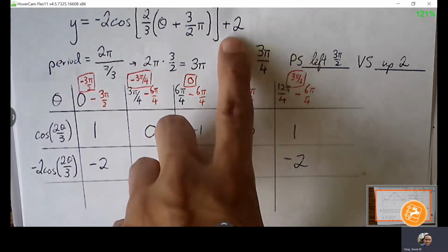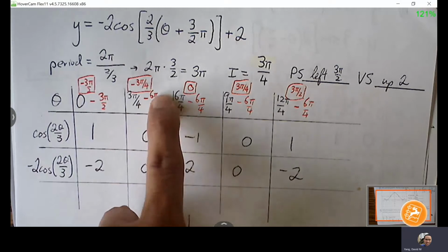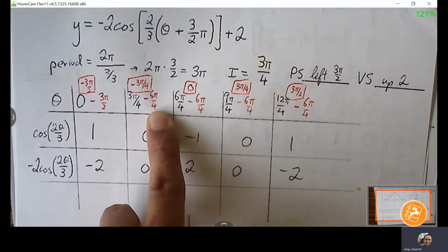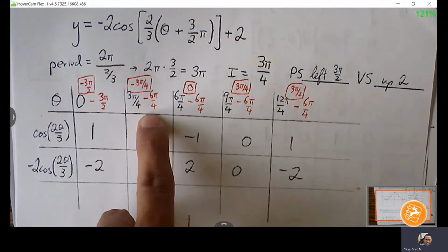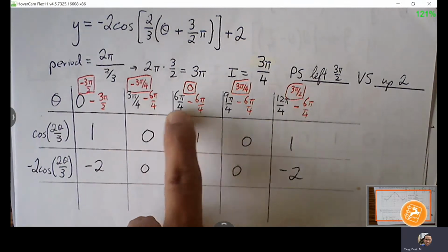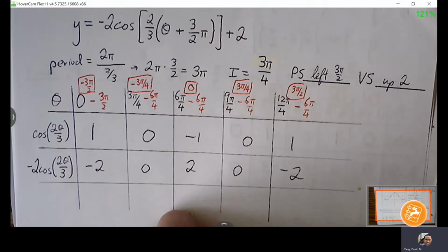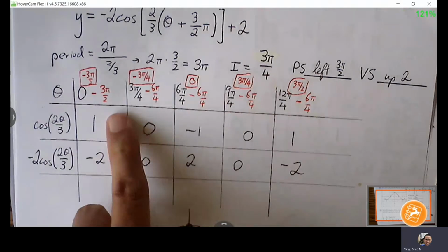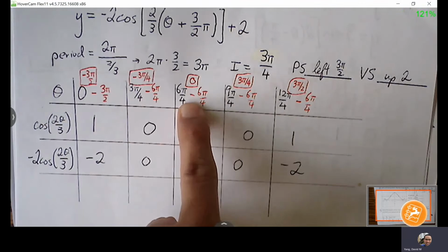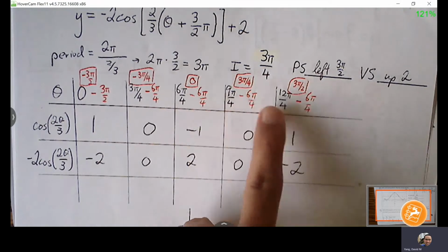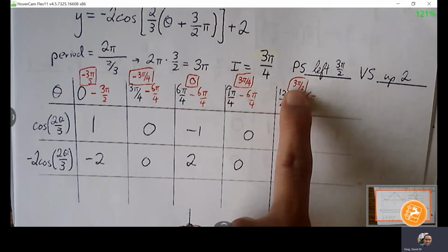Subtract 3 pi over 2 because we're moving left, so minus 3 pi over 2. Just to match the common denominator, all these have 4s, so I just subtract 6 pi over 4, which is the same thing as 3 pi over 2. Just makes it easier. Have all the common denominators, and I can add them a lot faster. -3 pi over 2, -3 pi over 4, 0, 3 pi over 4, and then this is 6 pi over 4, which is really 3 pi over 2.